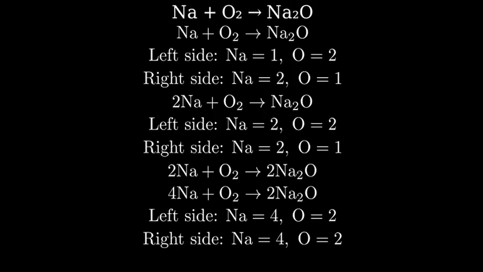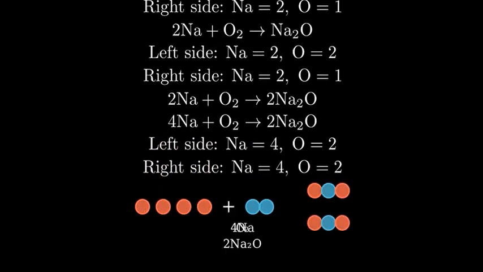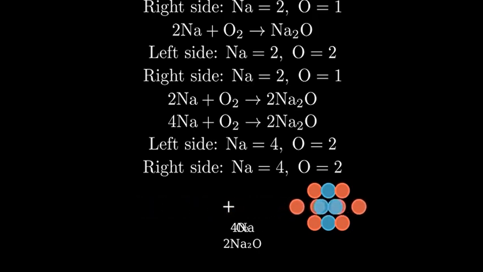Now, let's visualize this reaction with a diagram. Here, the red circles represent sodium atoms, and the blue circles represent oxygen atoms. We can see that 4 sodium atoms react with 1 oxygen molecule to form 2 molecules of sodium oxide.